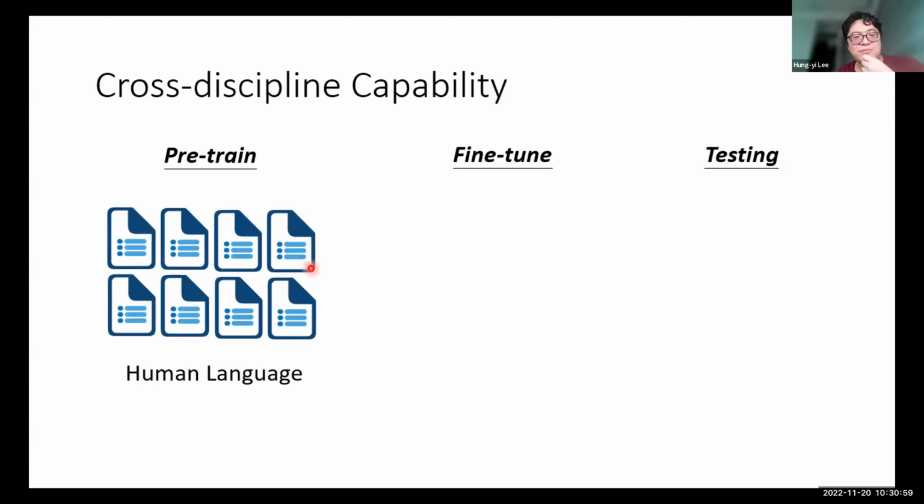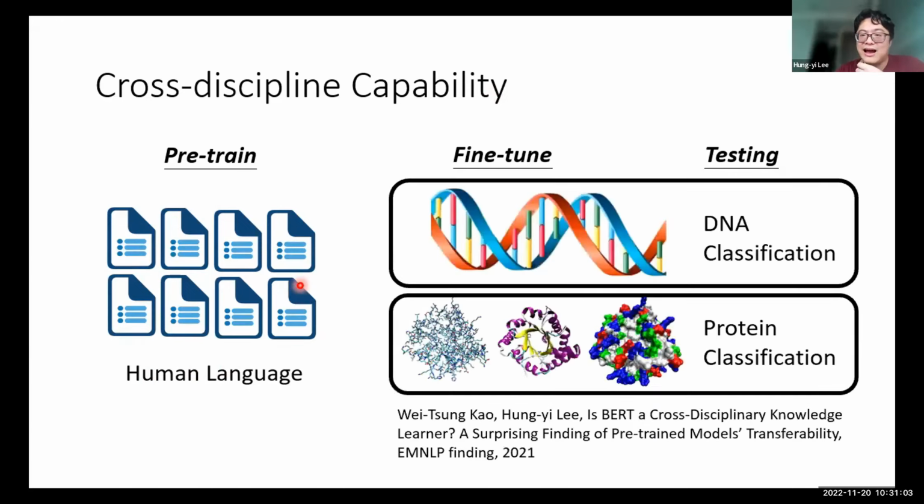If you have a model pre-trained on human language, you can apply it to very different tasks not related to natural language processing at all. Here, our paper is Is BERT a Cross-Discipline Knowledge Learner? In this paper, we are going to show that the pre-trained language model can be used in DNA classification or protein classification. This paper is also from my group. This work was mainly done by my previous student, Wei Cong.